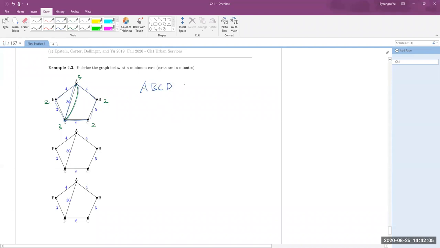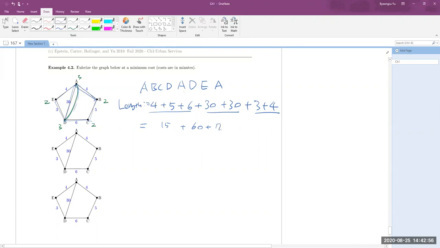So A, B, C, D, go back to A, then D, E, A. It means your total ranks is from A to B, 4, B to C, 5, C to D, 6, D to A, which is 30, but again, you go back to A to D, right? So again, you need to travel 30 miles and go to E, which is 3, then to A, 4, right? So 4 plus 5 plus 6 is 15, plus 30 is 45, plus 30 is 75, 3 plus 4 is 7, so it is 82 miles, right? So this path gives us 82 miles.